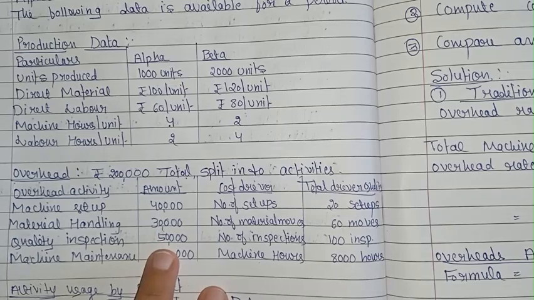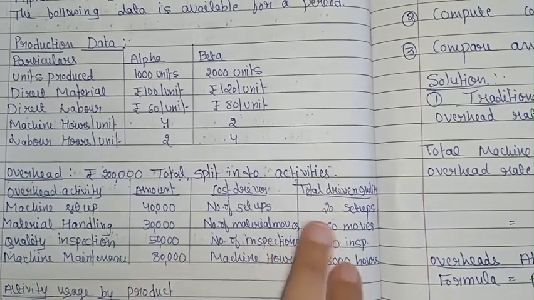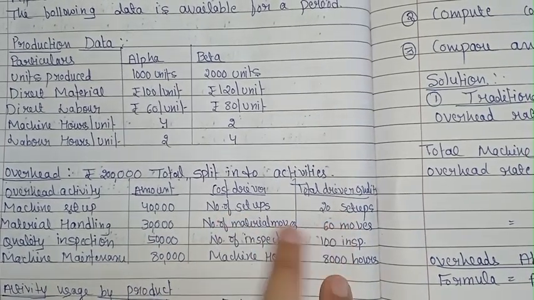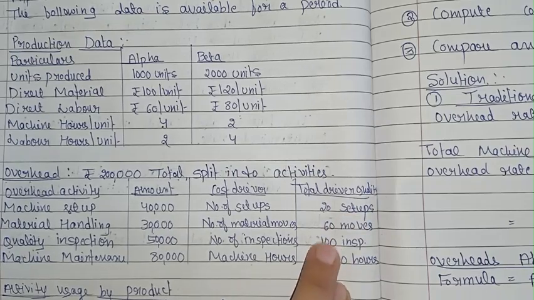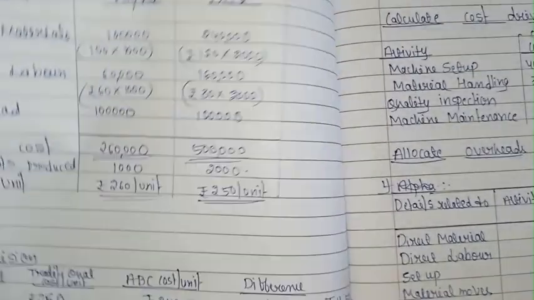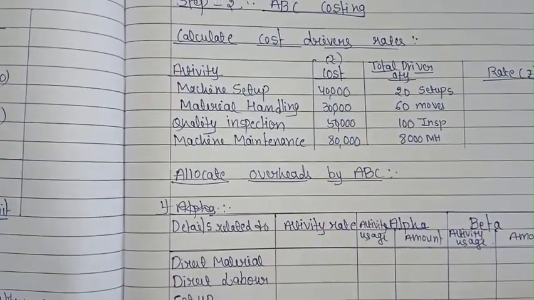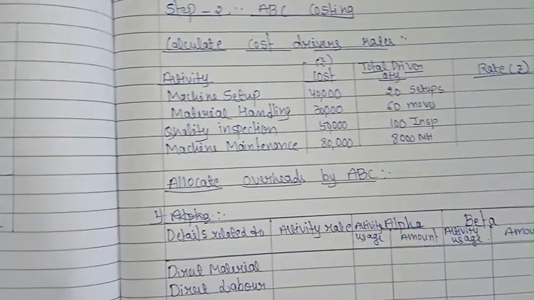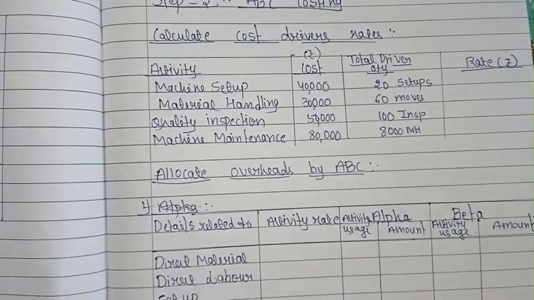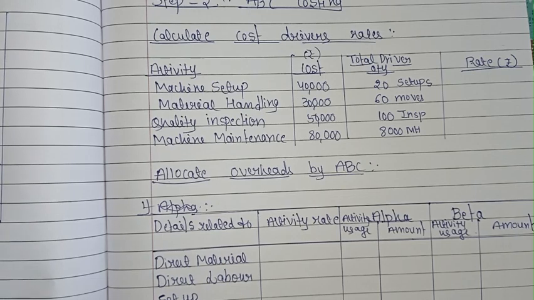40,000, 30,000, 50,000 and 80,000. And the driver quantities: number of setups 20 setups, 60 moves, 100 inspections and 8,000 hours. So write down as it is. See here, 40, 30, 50, 80. Right. Now total driver quantity: 20 setups, 60 moves, 100 inspections for quality inspection and 8,000 machine hours for machine maintenance.